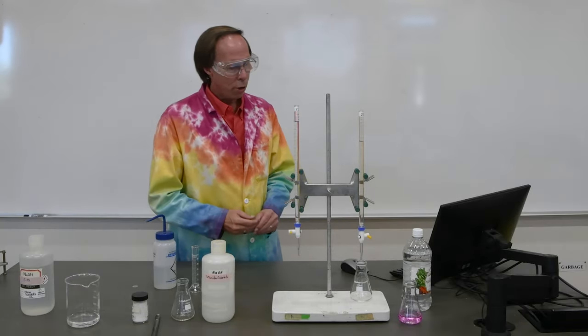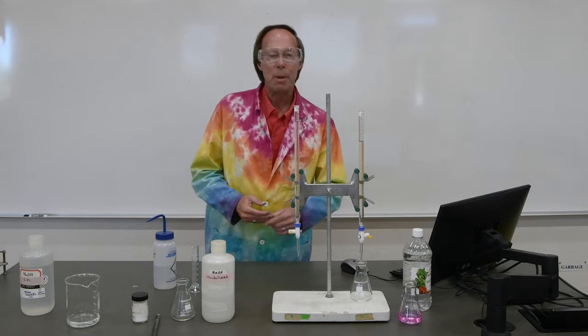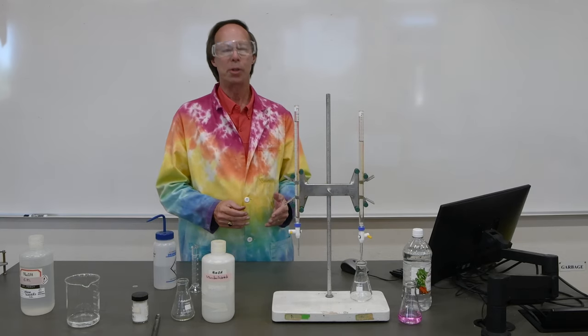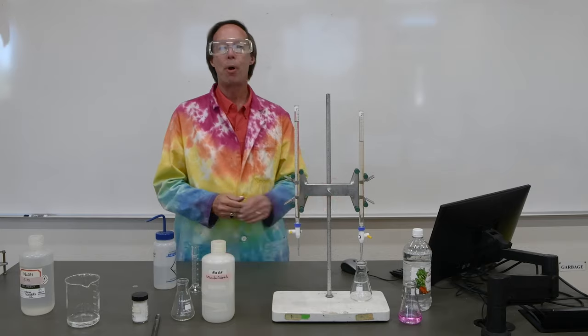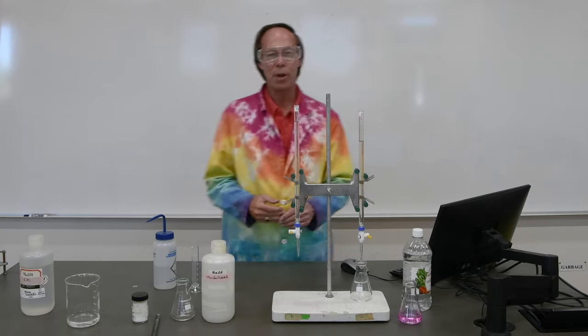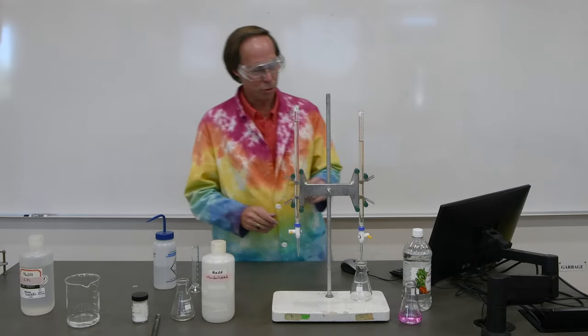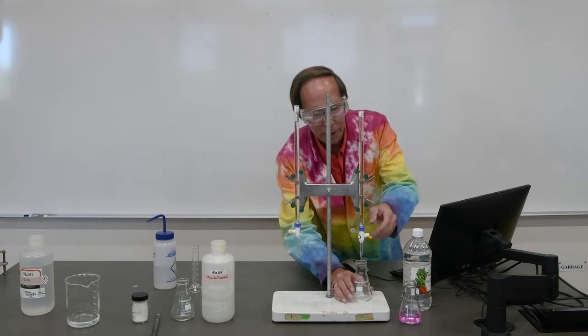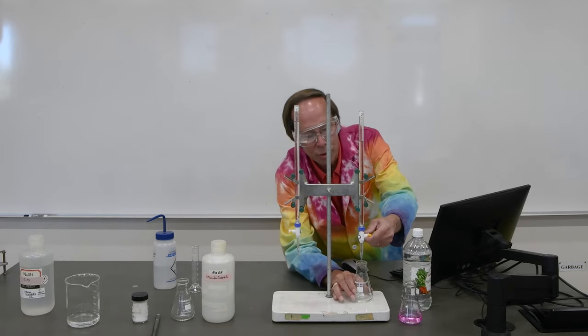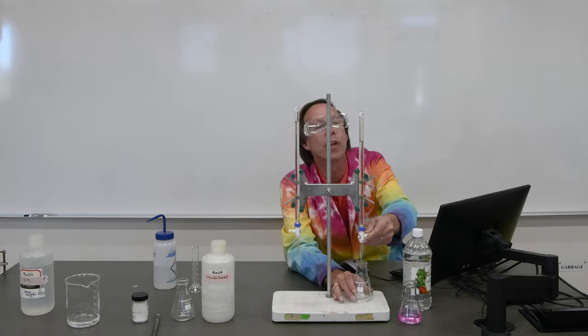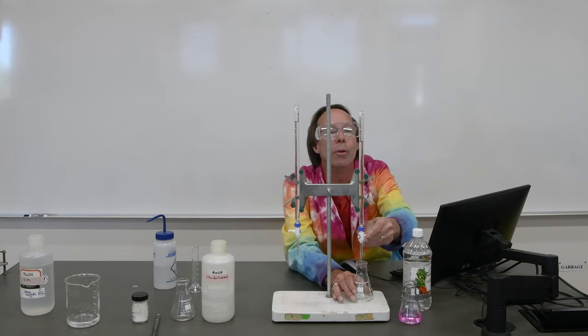Now that we've done our sort of rough trial, that came out to be about 12.5 milliliters, so we now have a ballpark idea. So let's go ahead and prepare the first of our official samples. So we'll go ahead and add 5 milliliters of vinegar to our second flask. So we'll run this down to the 10 milliliter mark.